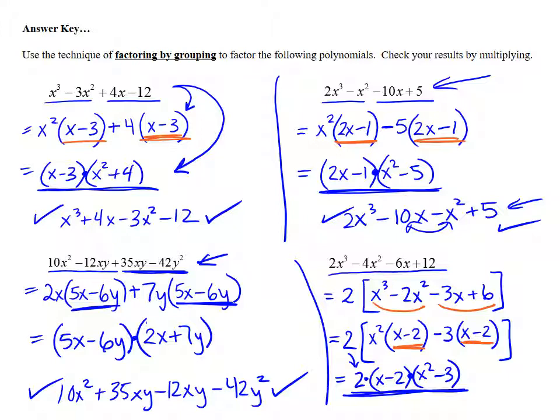To check this, don't have a whole lot of room, but I can probably squeeze it in. 2 would multiply into x minus 2, so I'd have 2x minus 4, and then distribute that to x squared minus 3. So I'm going to FOIL that out, so I get 2x cubed. Outside terms would be negative 6x. Inside terms would be negative 4x squared. And the last terms, negative 4 times negative 3 would be positive 12.